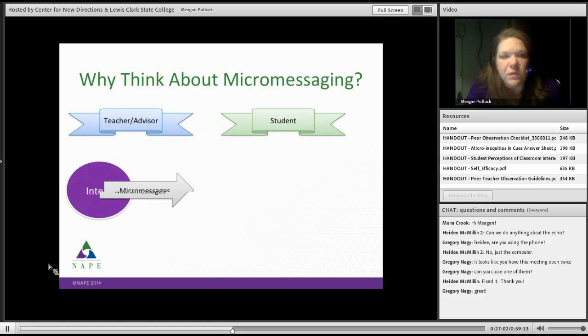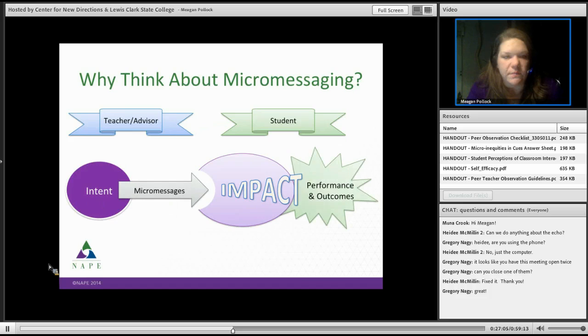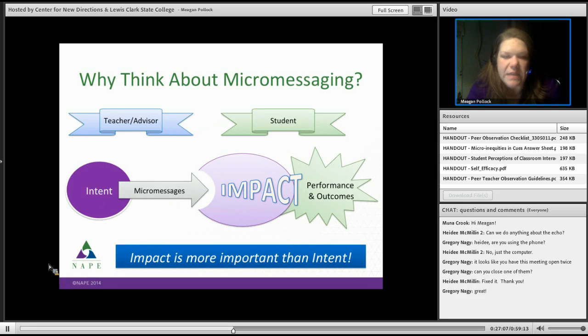And so ultimately, why think about micromessaging? As teachers and advisors, I've never met a teacher or advisor or professor who was intent on ruining their students' lives, right? We always intend good things. But between our intent, there are micromessages that we are sending. And those impact students and ultimately their performance, their outcomes, their engagement, their persistence in these pathways. And so it's important for us to realize that impact is more important than intent.